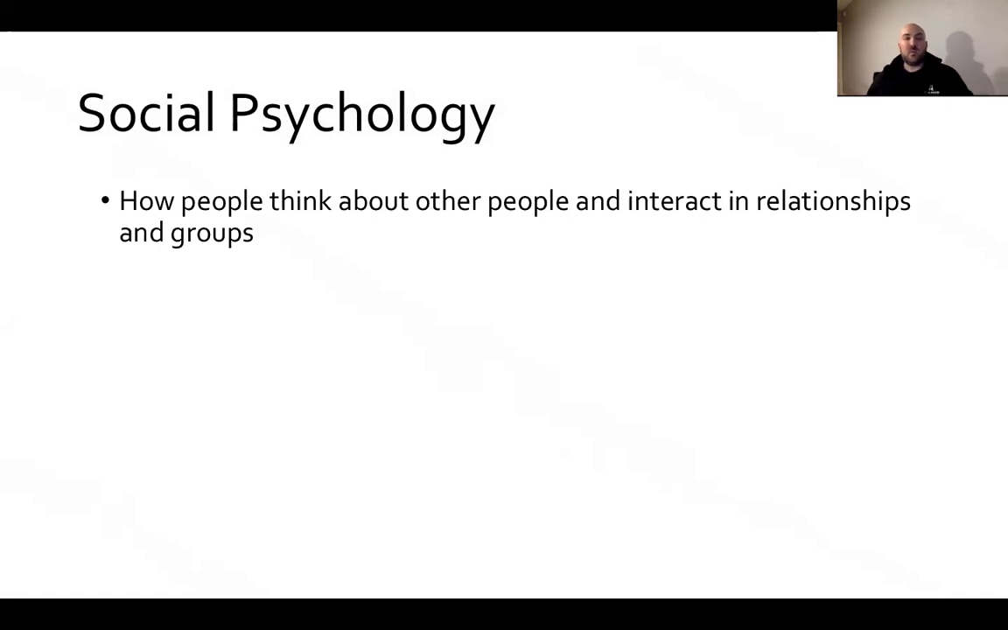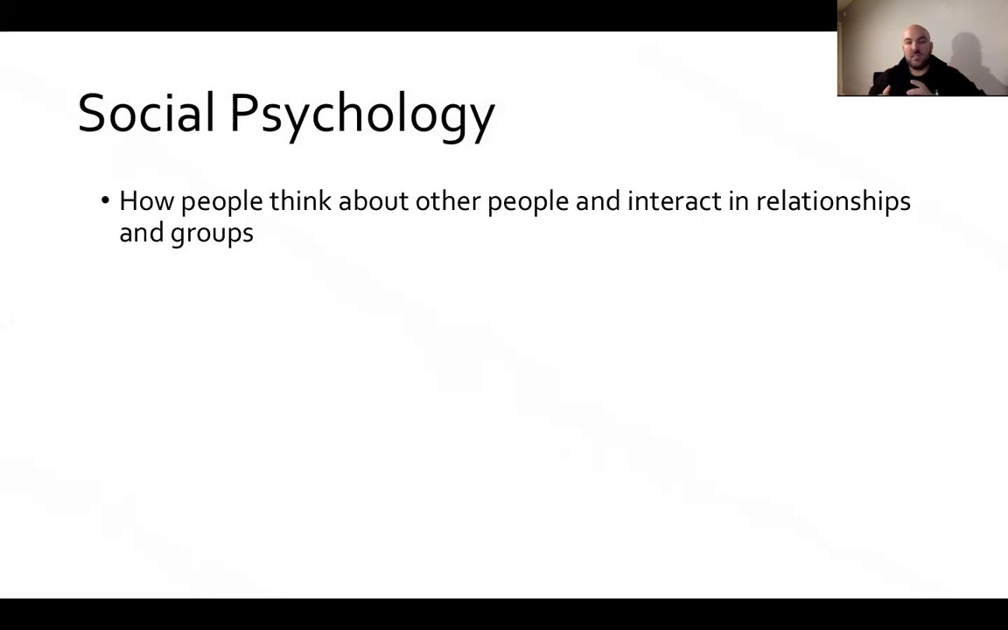So let's start off with the definition for your notes. What is social psychology? Formally, it's how people think about other people and interact in relationships and groups. Social psychologists often think of themselves as studying social cognition, which is a fancy way of saying how people think about the world around them. Everything from impression formation, being curious about how other people are viewing you and how you're viewing yourself and your self-esteem. So part of it is social cognition, how you think about other people.